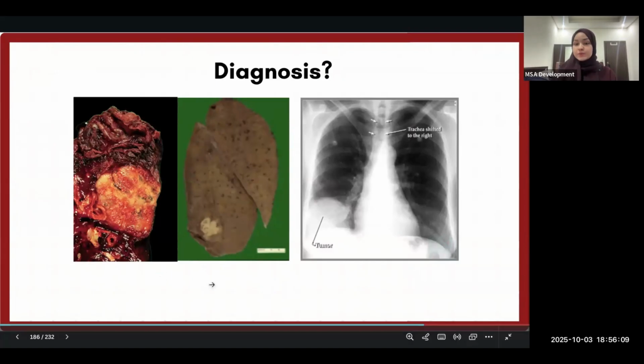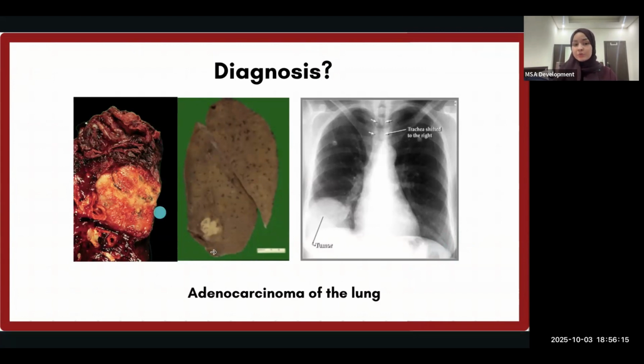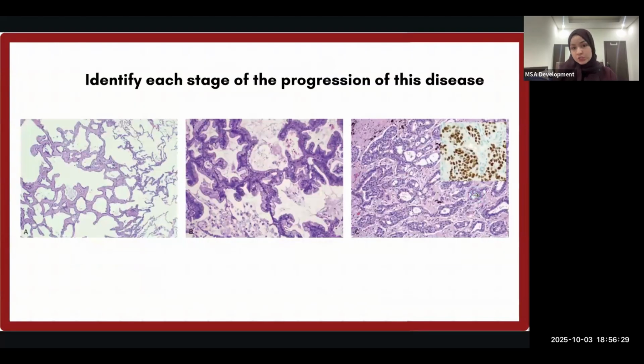Okay, now diagnosis. Again, adenocarcinoma of the lung. So we said we have a peripheral lung mass, and again, the trachea is shifting to the right, towards the area of the mass. Okay. Identify each stage of the progression of this disease. So again, these are all adenocarcinoma. However, different stages of it.